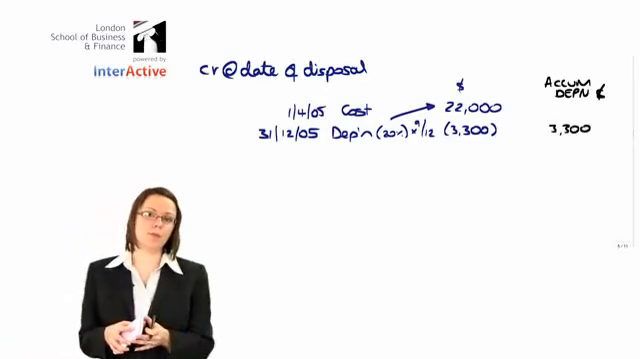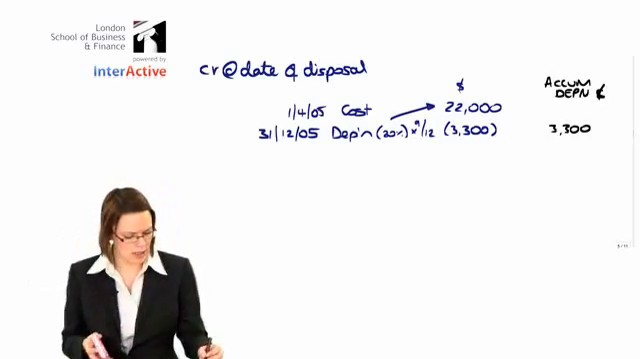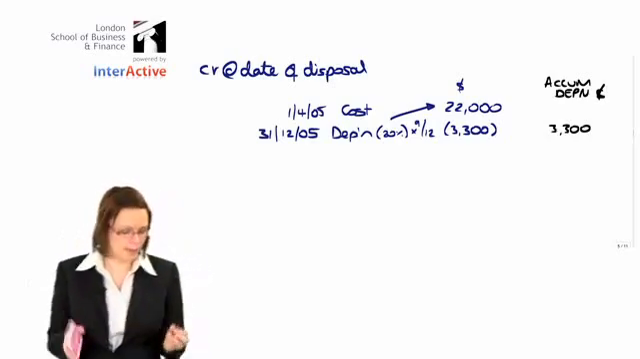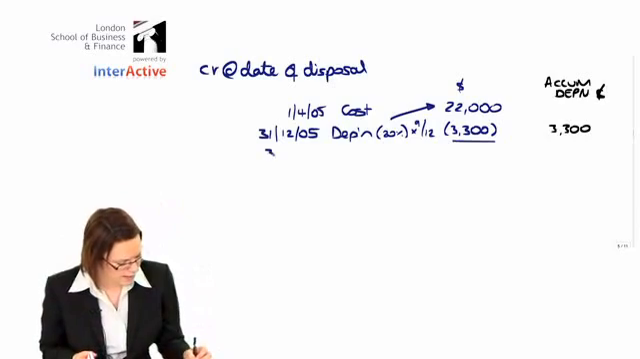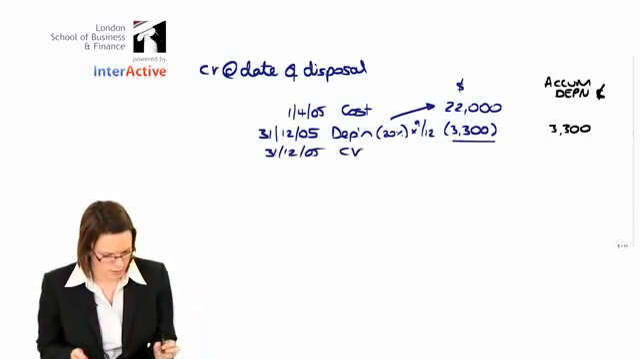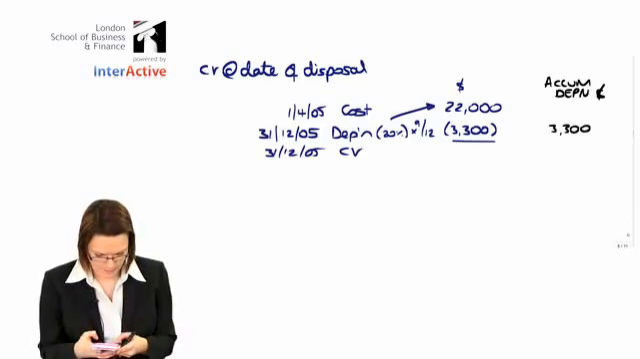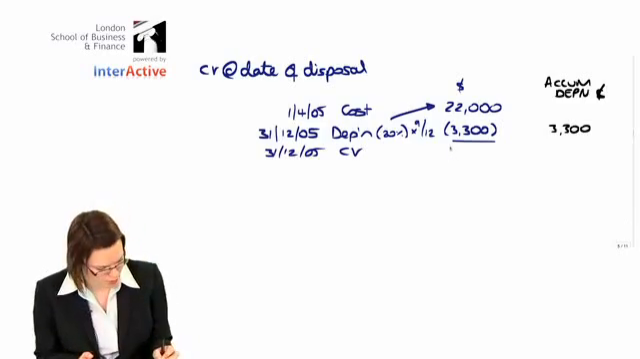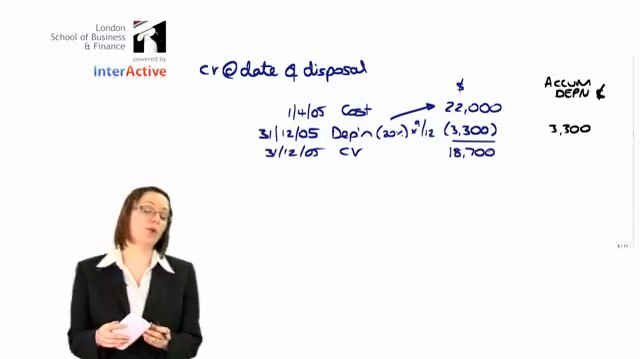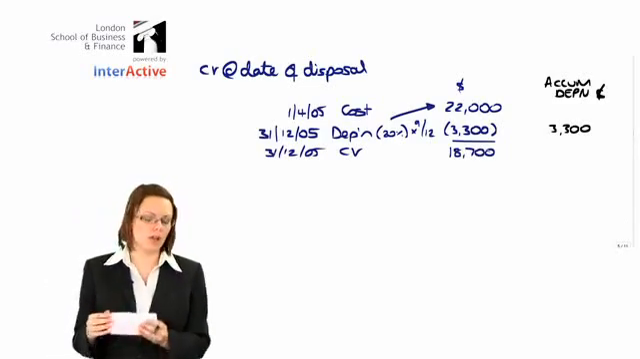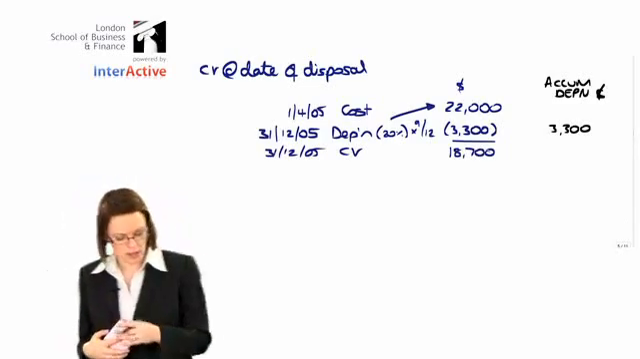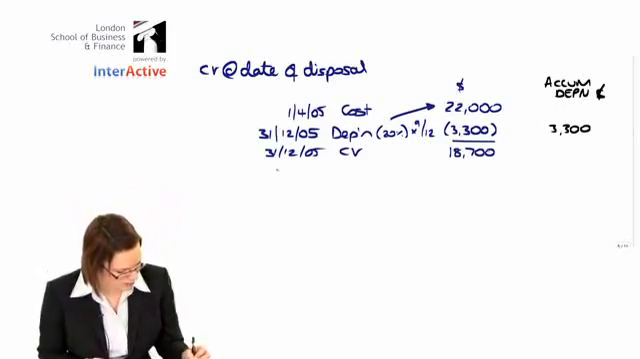3,300. Okay, and we're going to roll that up as we go. Anyway, carrying value then at the 31st of December 05, that's going to give us 18,700. Remember, we want to work up to the date of disposal, the 1st of July 09. So we shall proceed. Our next year ends the 31st of December 06.